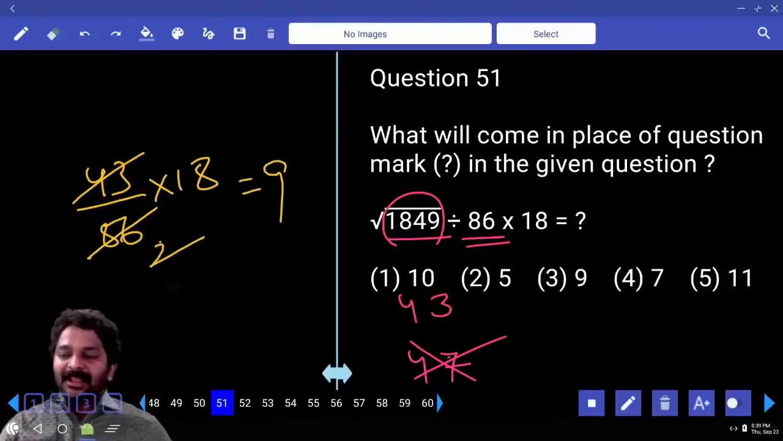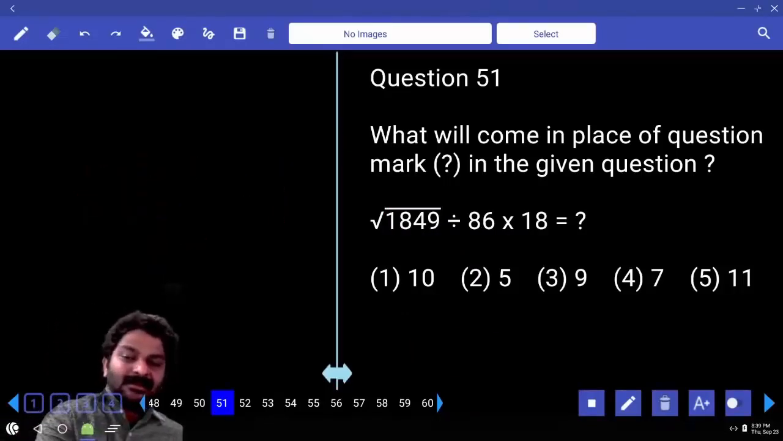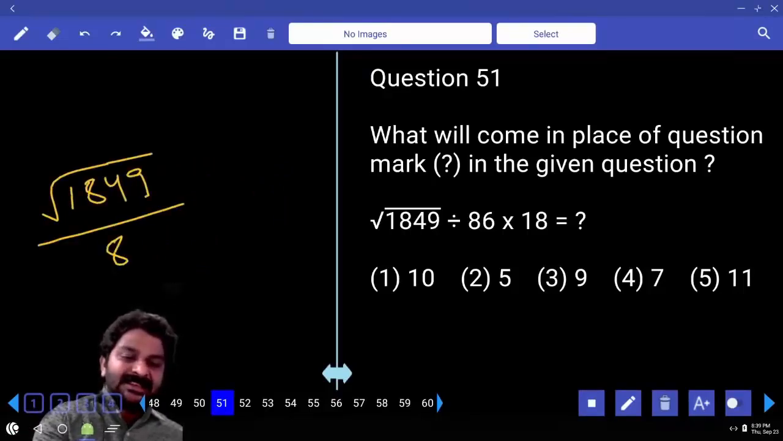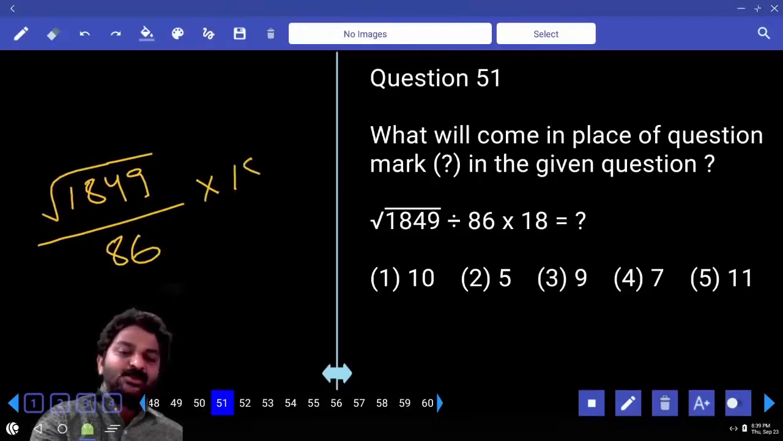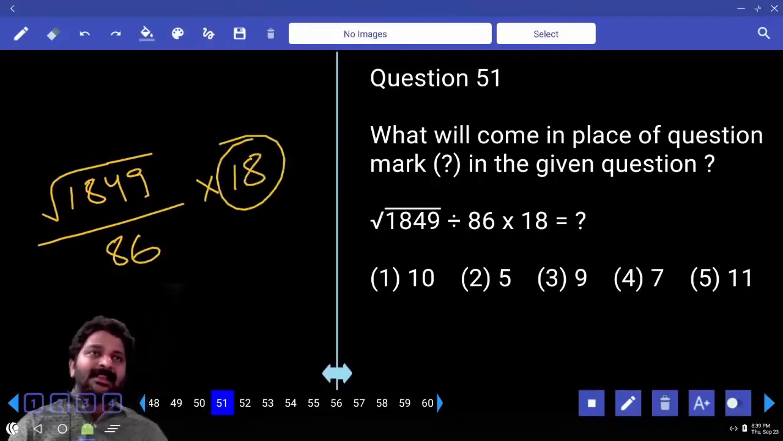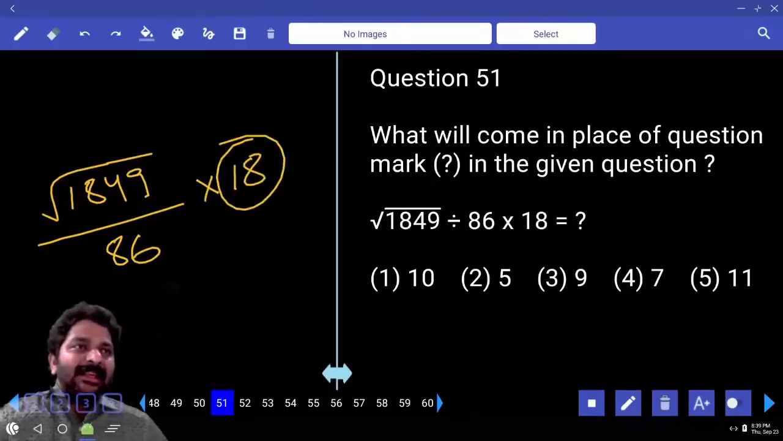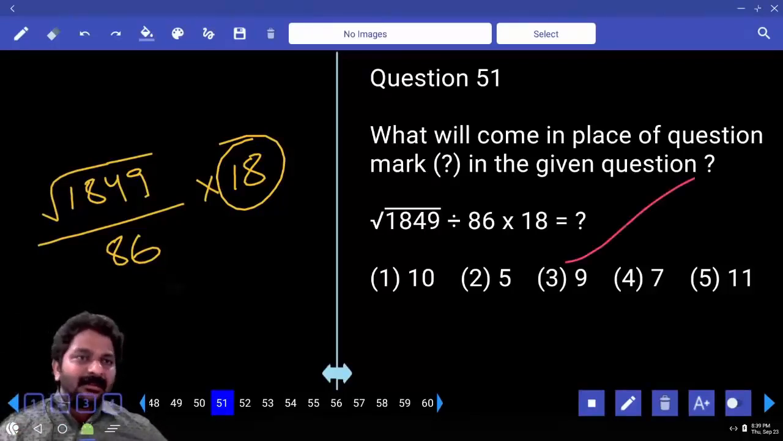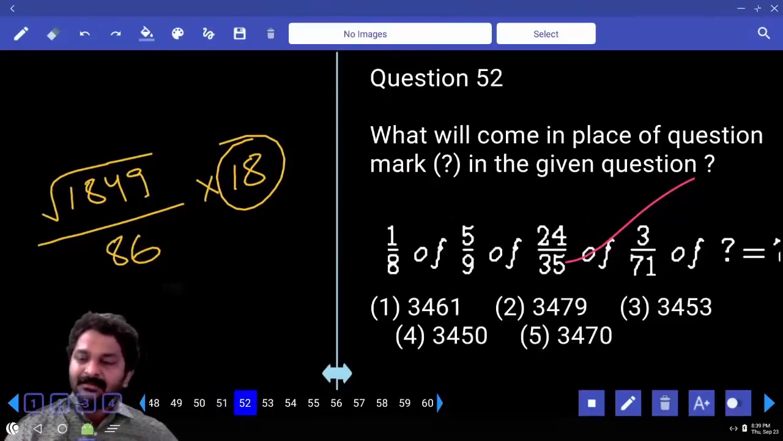Basically you don't have to calculate this answer. Under root of 1849 divided by 86 into 18. This is what you have. When you look at 18, you can easily observe that it is a multiple of 9. Do we have a multiple of 9 in the denominator? At least a multiple of 3. Then your final answer must be a multiple of 9. And there is only one. You don't have to identify how much is under root of 1849. Not required at all.